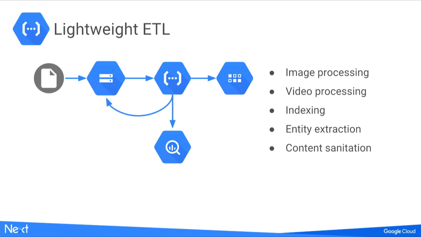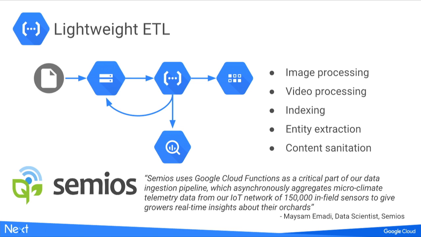This comes up in things like image processing, video processing, indexing, like in my earlier example, entity extraction. You might want to send the image to the Vision API to pull the entities out of it, content sanitation and filtering, those sorts of things. Semios is one of the customers we have using cloud functions for this. They're in here because I thought they were a really interesting use case. They have around 150,000 sensors in orchards, tracking things like temperature and pressure, humidity, those sorts of things. And they aggregate all that data in the orchard and send it back to the cloud. And it passes through a cloud function on its way through, and through that cloud function they're doing some filtering before it gets to the database.